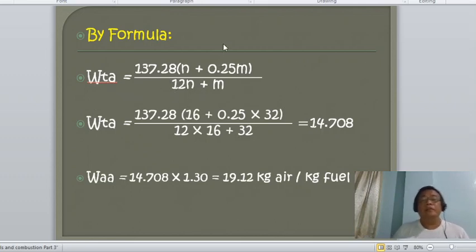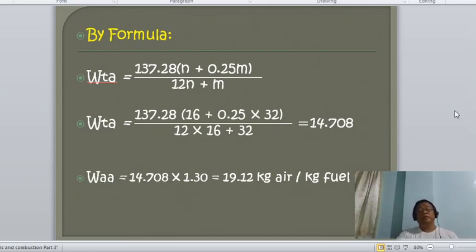Therefore, the theoretical air required is 14.708 kilogram of air per kilogram of fuel. Considering now the excess air given, the actual air required is the theoretical air multiplied by the excess air plus 1. So that is 14.708 multiplied by 1.3, which equals 19.12 kilogram of air per kilogram of fuel.